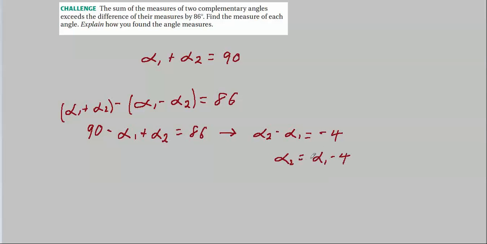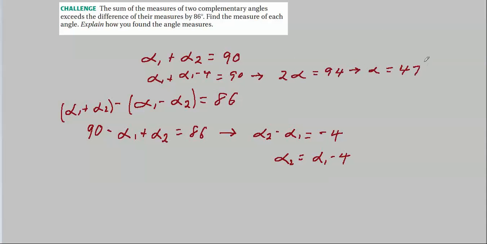But we can put that back in here now. For instance, the alpha 2 is alpha 1 minus 4. So we substitute that right in here. Equals 90. And that'll give us that 2 alpha equals, add 4 to each side, or alpha equals 47.